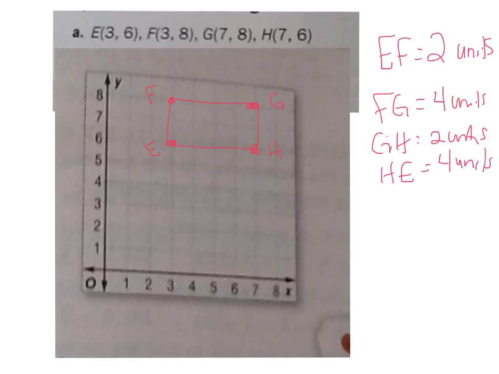Then the last step is to have us find the perimeter. So remember, that's just simply by adding up all the sides. Well, we found the sides here. So 2 plus 4 is 6, plus 2 is 8, plus 4 is 12 units. So all we're doing is graphing and then figuring out the perimeter.